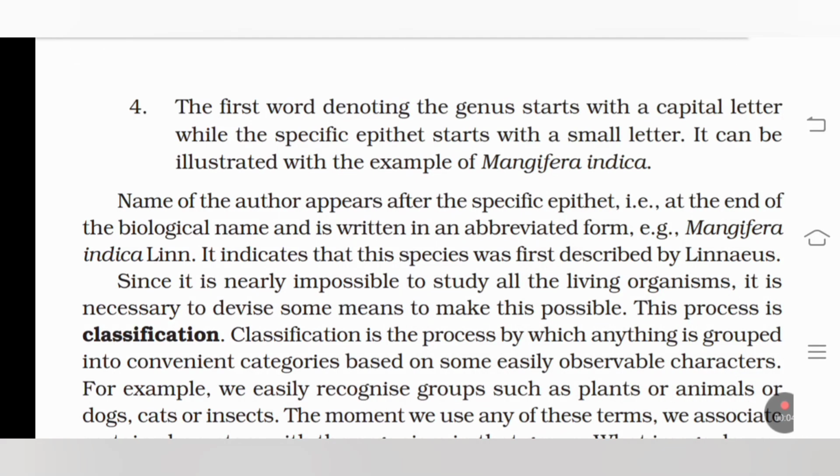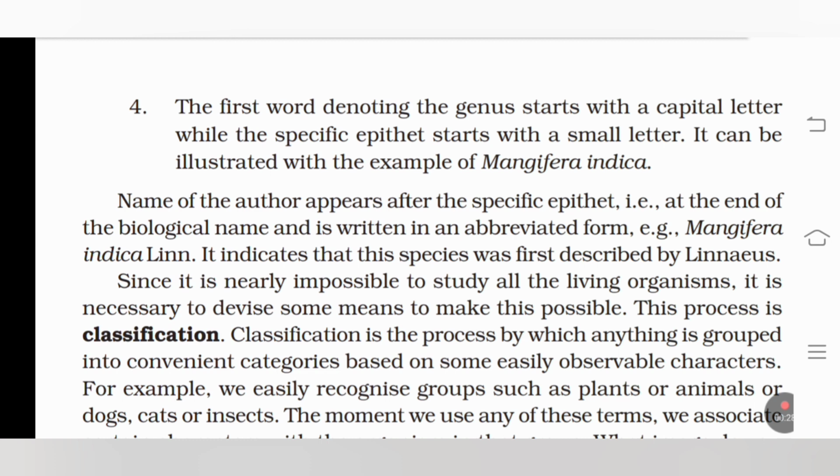Fourth, the first word denotes the genus and starts with a capital letter, while the specific epithet starts with a small letter. It can be illustrated with the example of Mangifera indica. The name of the author appears after the specific epithet. At the end, the biological name is written in abbreviated form. Example: Mangifera indica Lin. It indicates that this species was first described by Linnaeus.